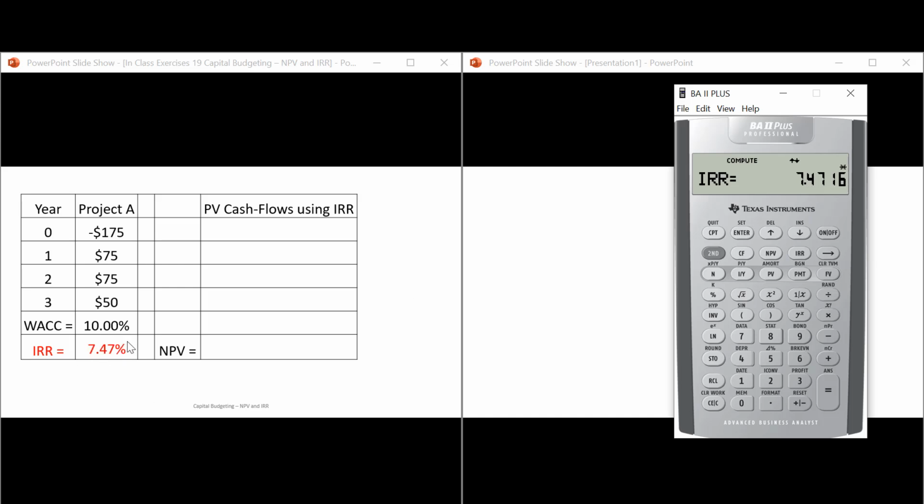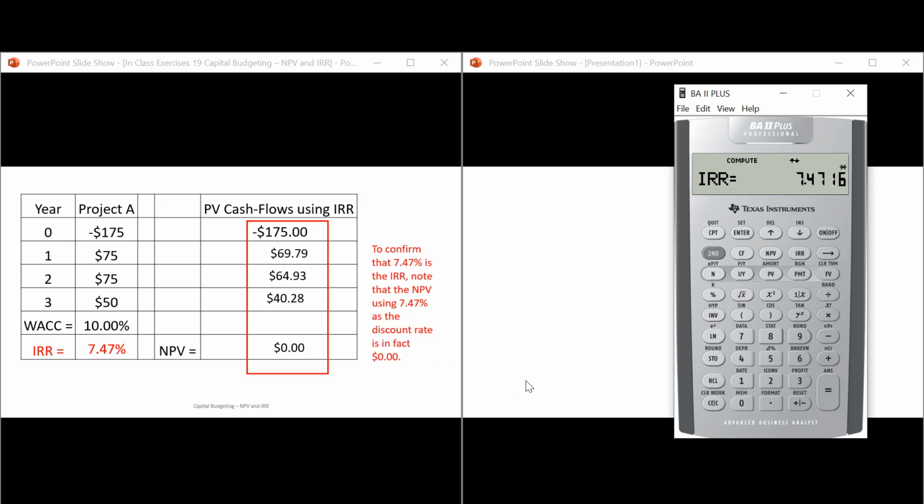Okay, now this is one of those things you're going to have to do with your calculator. You'll need a financial calculator to do this. Now, the internal rate of return, by definition, is the rate at which if we discounted these cash flows at 7.47%, we would get an NPV of 0. So let's see that we do, in fact, get an NPV of 0.